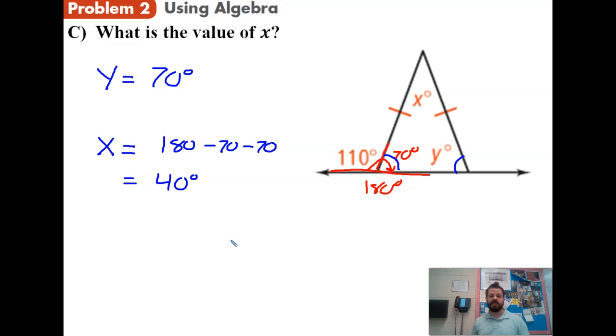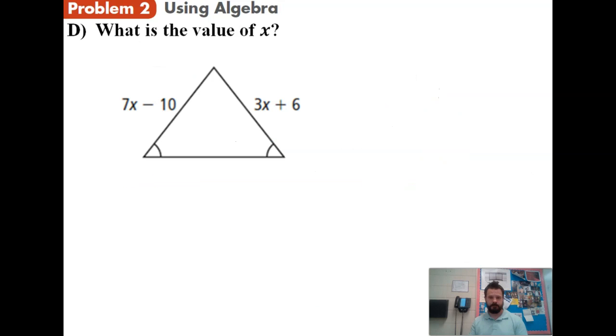Okay, hopefully you're seeing that these are similar to some of the triangle problems we did last chapter. We're just adding that base angles are congruent of isosceles triangles piece to it. But otherwise, there's a lot of the same solving techniques we've been doing for a few chapters now. All right, we're going to do one more isosceles triangle problem that deals with side lengths this time.